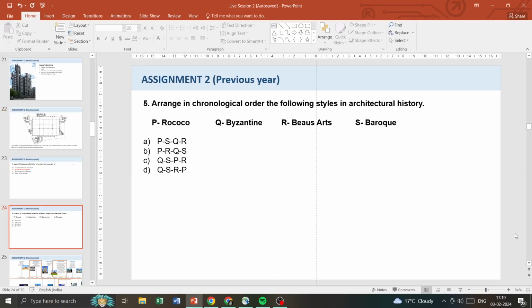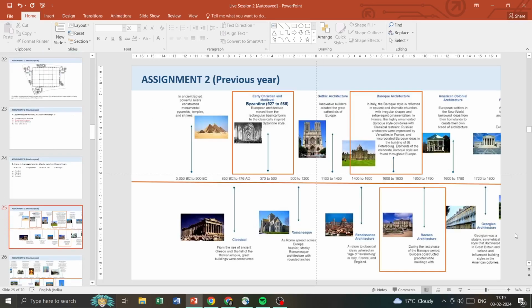Question number 5. Arrange in chronological order the following styles in architectural history. P. Rococo, Q. Byzantine, R. Beaux Arts, and S. Baroque. So to be able to answer this, you should remember the timeline of the architectural styles in history, and I have added a timeline which I have taken reference from the internet, and I would quickly explain that to you.